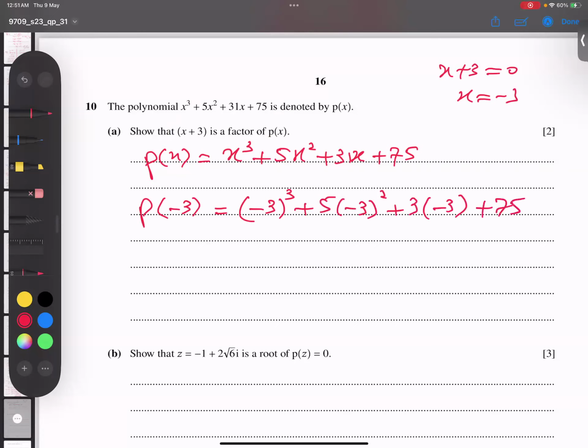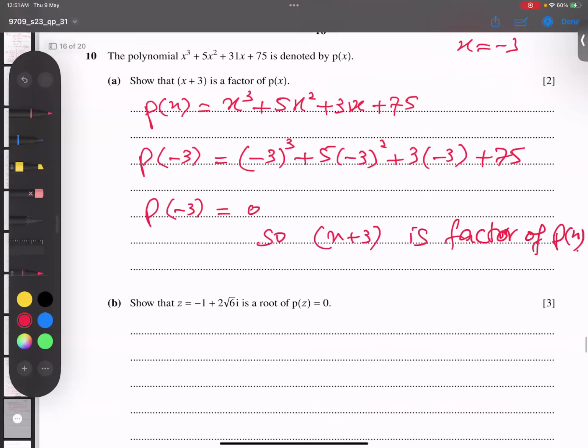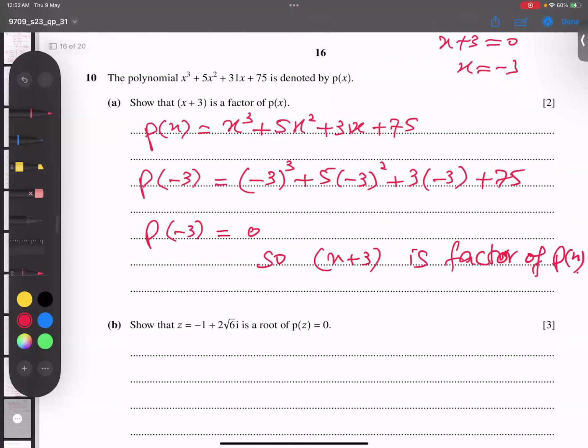If I get 0, it means it proves. Okay. And let's see, I can plug into the calculator minus 3 in all places. So this is becoming 0. So P of minus 3 equals 0, hence proved. So x plus 3 is a factor of P of x. Next statement, he's saying that show that this is a root of P of Z equals 0.